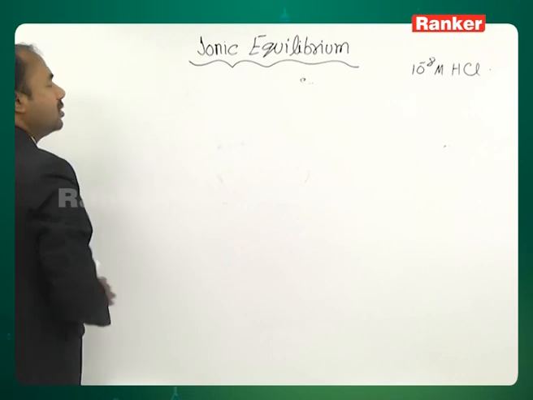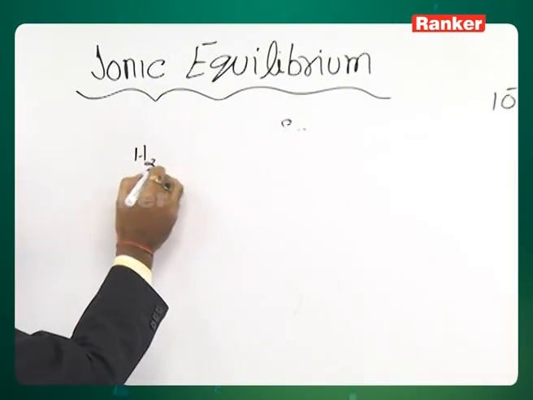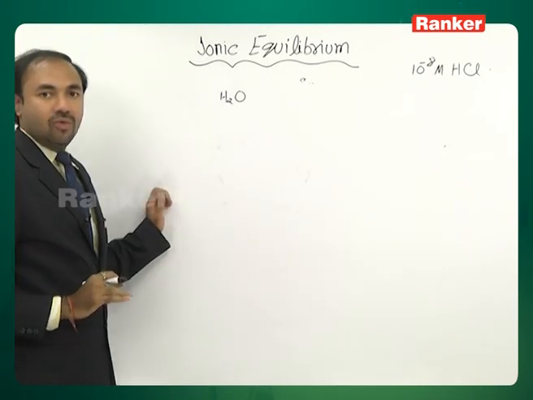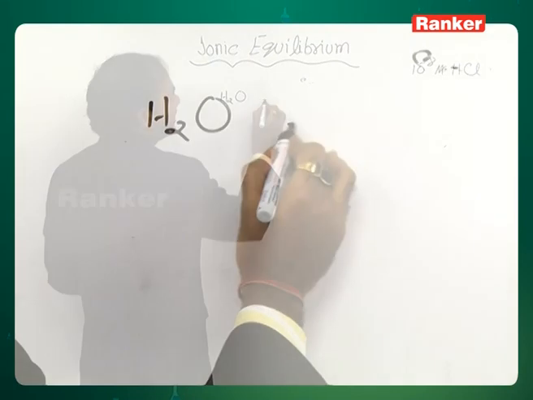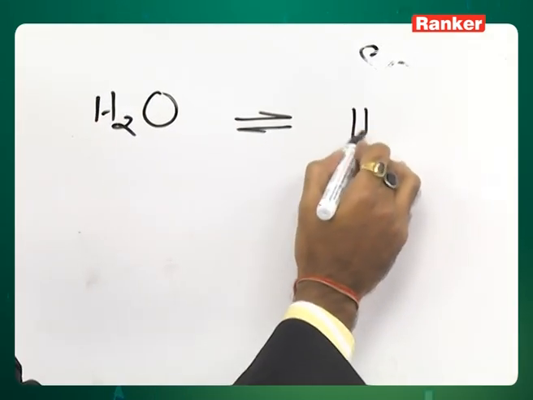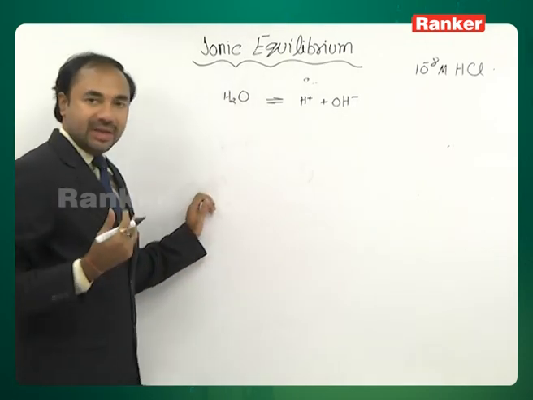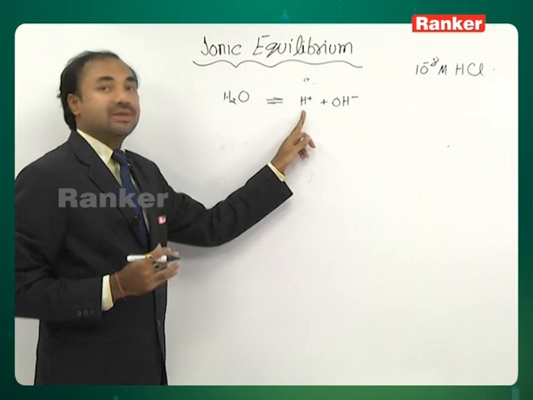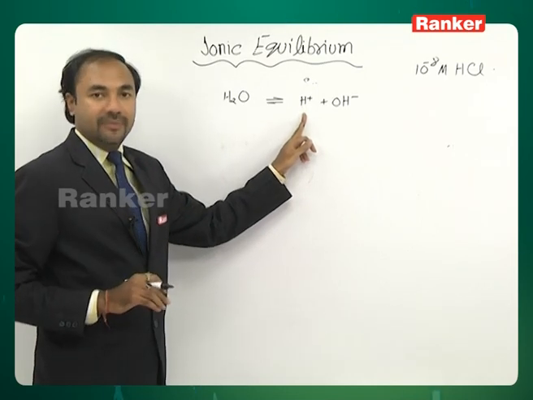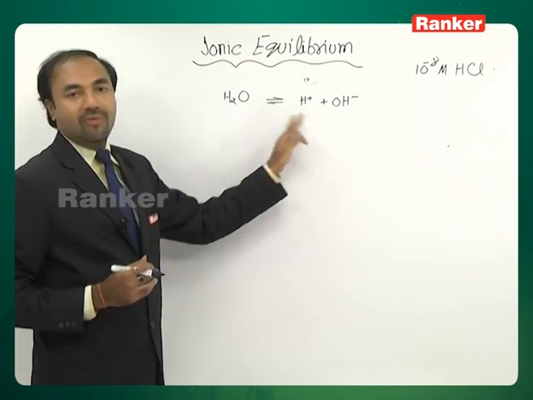See, at 25 degrees Celsius, in fact, at any temperature, under any conditions, water is always in equilibrium. And the equilibrium is H2O in equilibrium with H plus ions plus OH minus ions. In certain cases, this can be shown as H3O plus also, because actually H plus ions exist in water as H3O plus only. So, anyway you can show the equilibrium. This is the equilibrium of water.